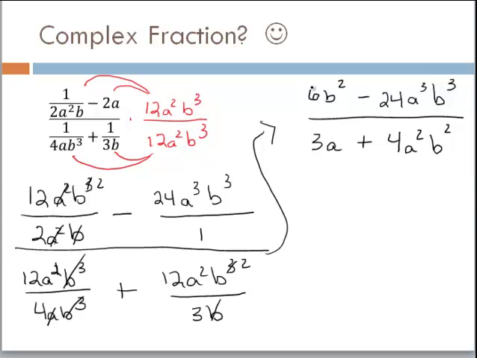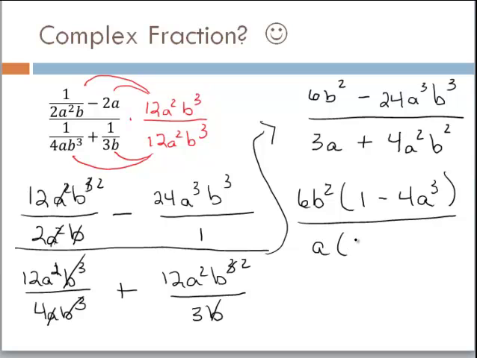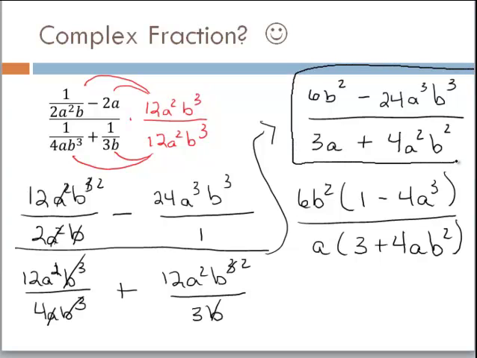Now see if this will factor any further. In the numerator, we could factor out a 6 and a b squared. If we do, we're left with 1 minus 4a cubed. In the denominator, you could factor out an a, and you're left with 3 plus 4ab squared. Now, if you notice, nothing will reduce at this point. So you could have actually left it this way. If you want to make sure nothing reduces and you've already done the work, you might as well leave it this way.